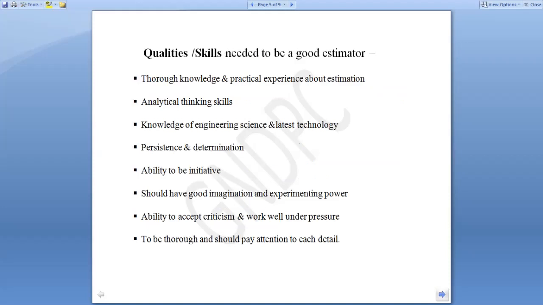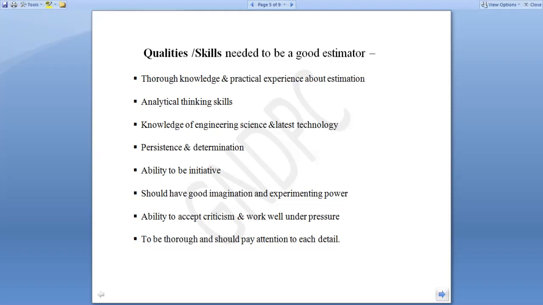Now, how can we judge a good estimator? He should possess certain qualities or skills. The first one is thorough knowledge regarding the work he is doing, and practical experience or practical exposure in the field of what he is doing. We are relating this to electrification projects because we are dealing with estimating and costing in electrical. So, thorough knowledge and practical experience about estimation.